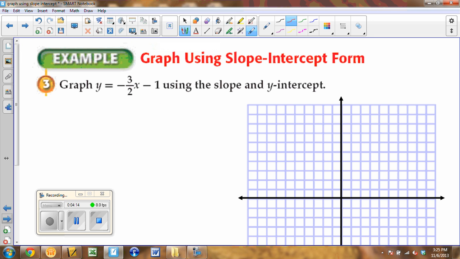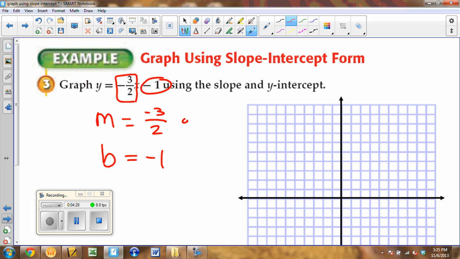Okay, let's look at this one. Graph y equals -3/2 x minus 1 using slope-intercept. So I'm going to find my slope and I'm going to find my intercept. My intercept is -1 and my slope is -3/2. And since I'm going to write this two ways, it also is 3/-2. Because the negative can go on the bottom or the negative can go on the top. Doesn't really matter, as long as one of the numbers is negative.